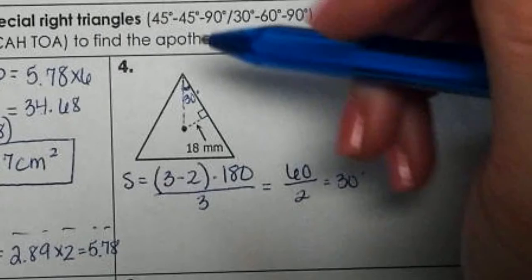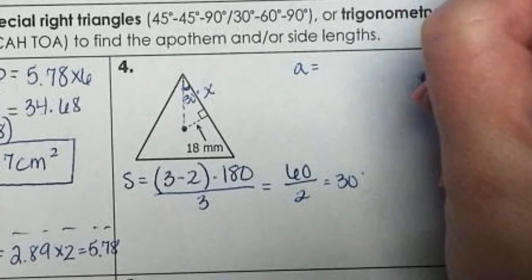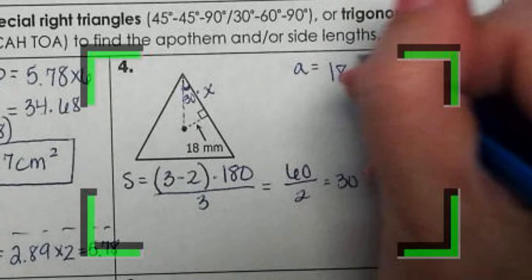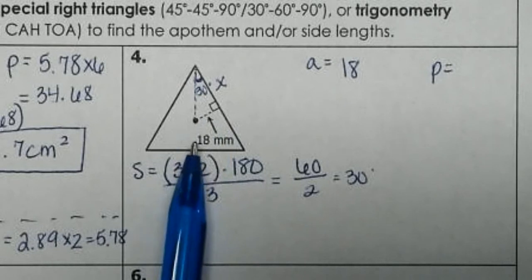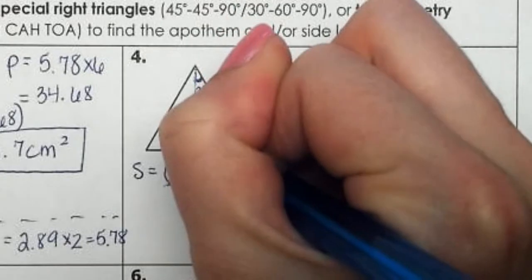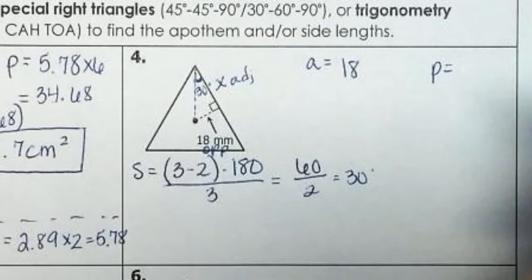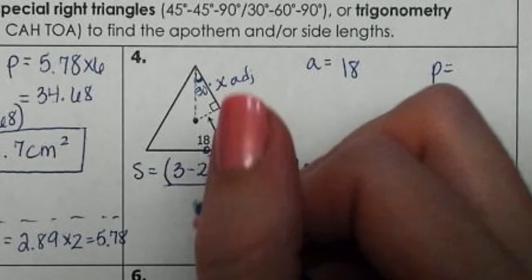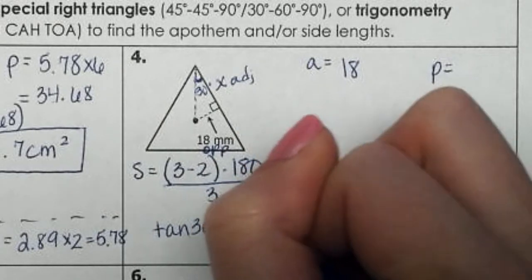Okay, I need part of this side so that I can get the perimeter. Remember, you need your apothem and you need your perimeter. My apothem in this case is given to me, it's 18. My perimeter though, I don't know it because I don't know the side. So that's where trig comes in handy. So across from the 30-degree angle is the opposite side. Next to the 30-degree angle is the adjacent side. So let's do trig to find out what that side is. So I'm going to have tangent of 30 degrees equals opposite over adjacent.